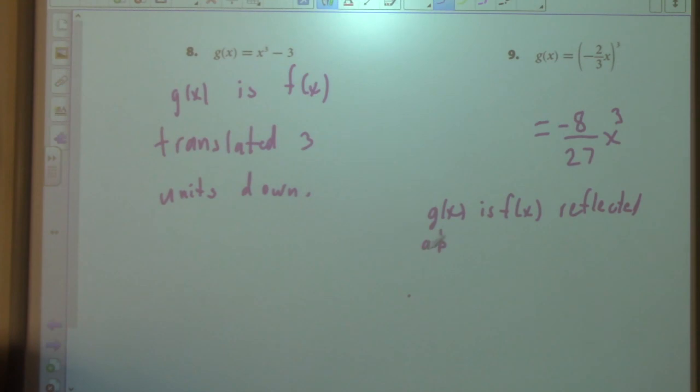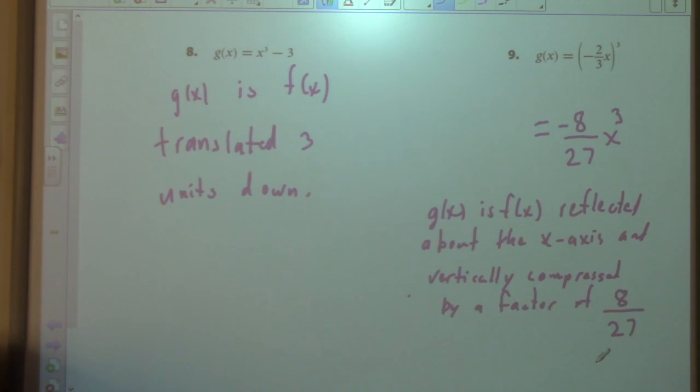There is something else. Vertically stretched. Horizontally stretched. Sorry, I'm wrong. And vertically what? Compressed. Yeah, vertically compressed, right? Why is this vertically compressed instead of stretched? Yeah, shorter and fatter. What number tells you it's shorter and fatter? 27.